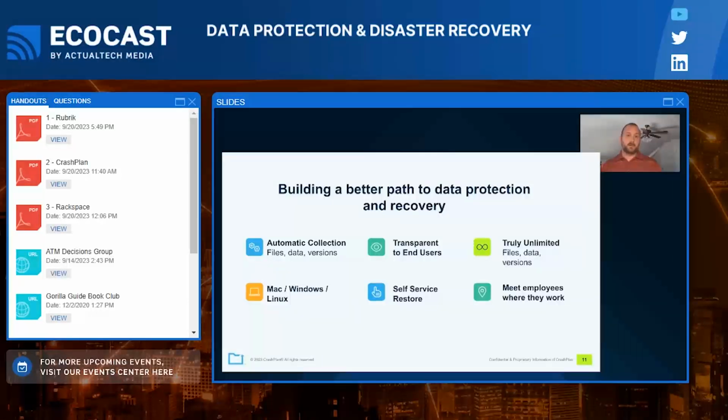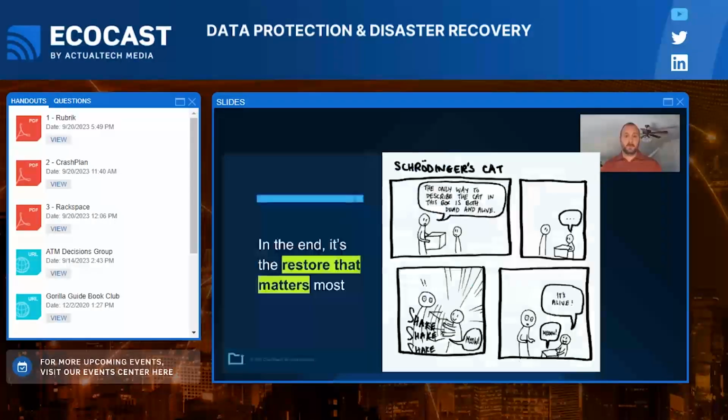So Schrodinger's cat. The only way to describe the cat in the box is both dead and alive. It goes the same way for your data. It's not the backup that's important, it's a validated recovery. You need to know that at any given time you have a backup. So I challenge you all to go restore a file that you've backed up. Make sure you first have a copy of it. Second, that you can restore it and it's the right version that you expect to restore. Because until you've validated your backup with a validated recovery, you're just hoping for the best.